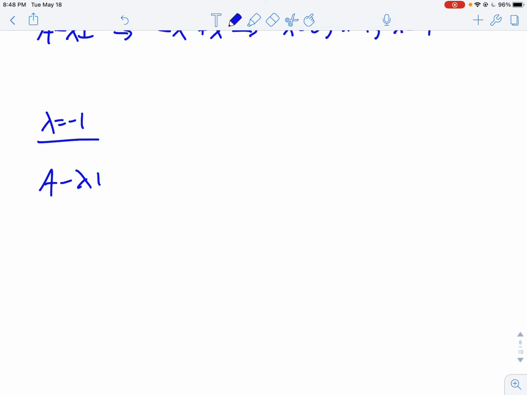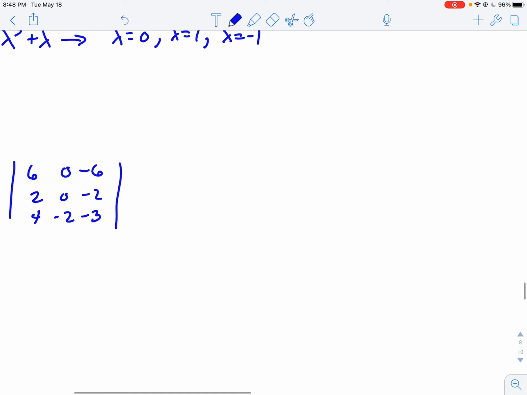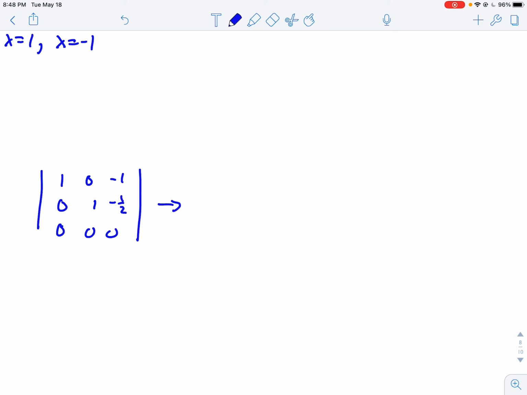Again, doing A minus lambda I, this will give us our new matrix 6, 0, minus 6, 2, 0, minus 2, 4, minus 2, minus 3. After doing some row operations to get this in upper triangular form, we get that our new matrix is 1, 0, minus 1, 0, 1, minus 1 half, 0, 0, 0. We now want to put this back in the form of a system so we can get our eigenvector, and that system is going to be x minus z and y minus 1 half z.